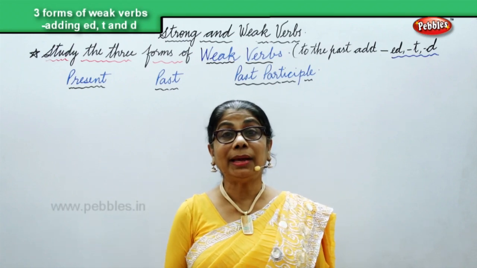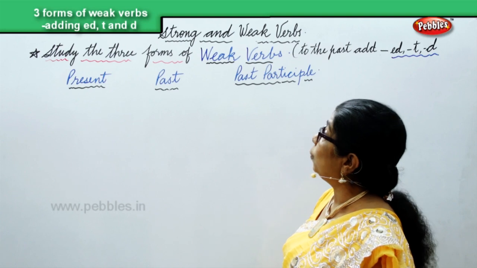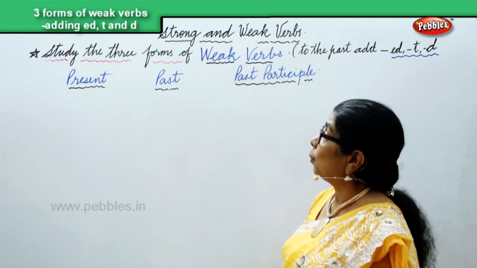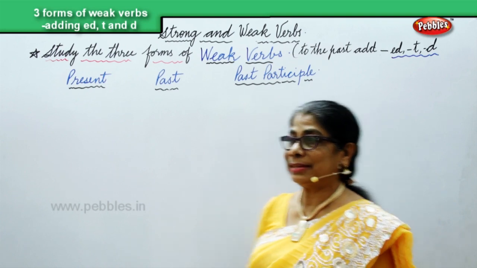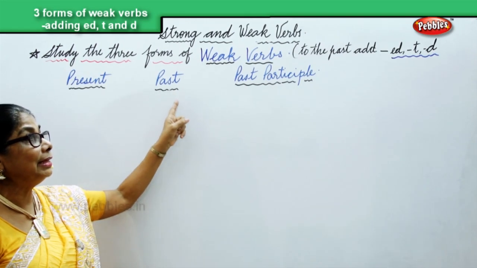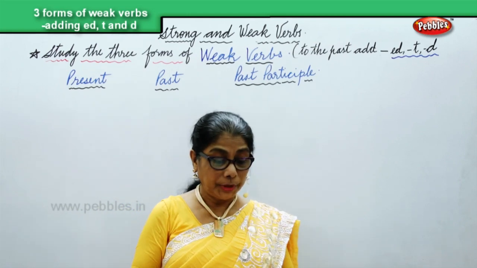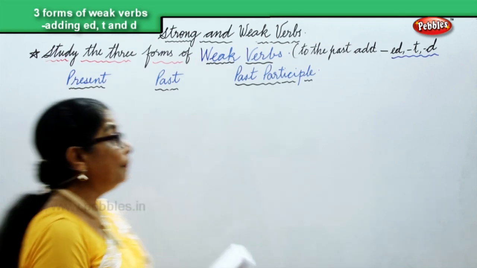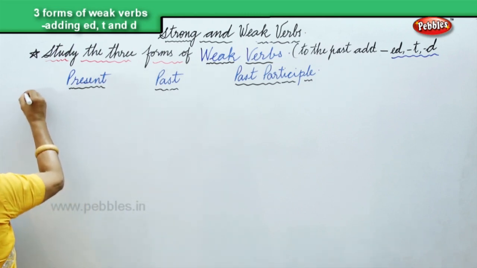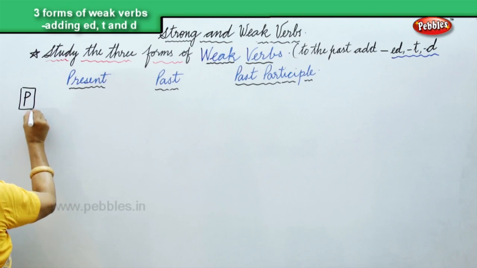Continue with the weak verbs in three forms. To form the weak verbs, we look at the present. And to form the past, it ends in ed, t and d. We have some more to do. We'll continue. Okay. Now, when you take letter P, let's see what are the words we have here.